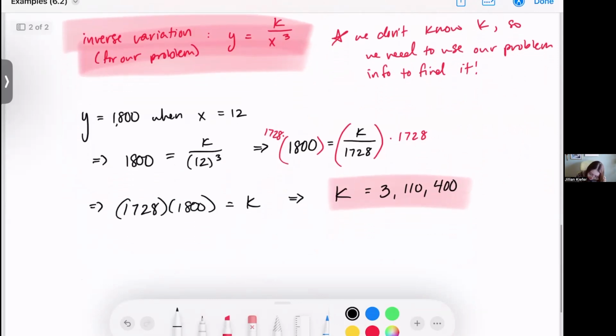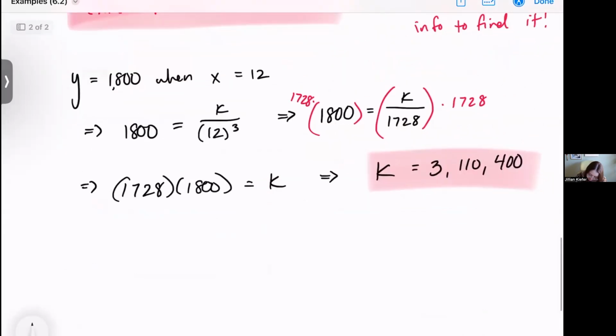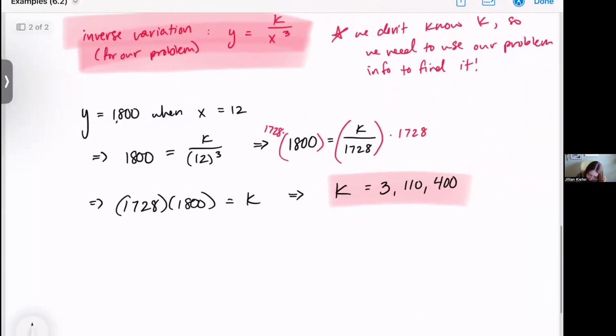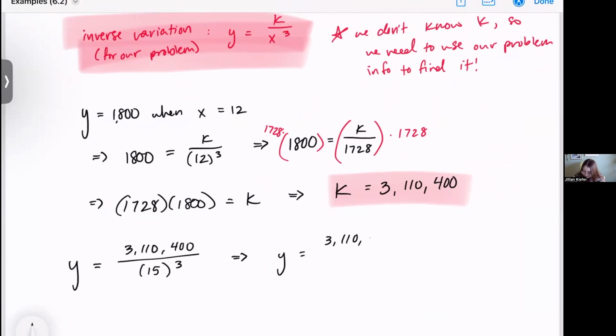Now that we have K, we're going to do a similar thing. For the 15-foot beam, we're going to have Y is equal to K, 3,110,400 divided by X cubed, where X is 15, so 15 cubed. We're going to solve our relationship here. We can figure out what 15 cubed is first. So this will be 3,110,400 divided by 15 cubed, which is 3,375.